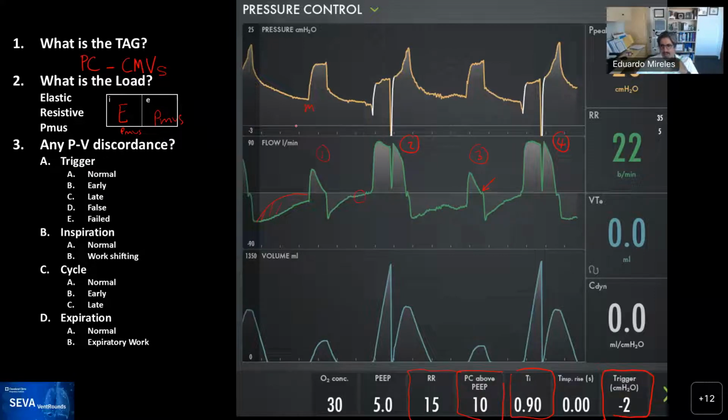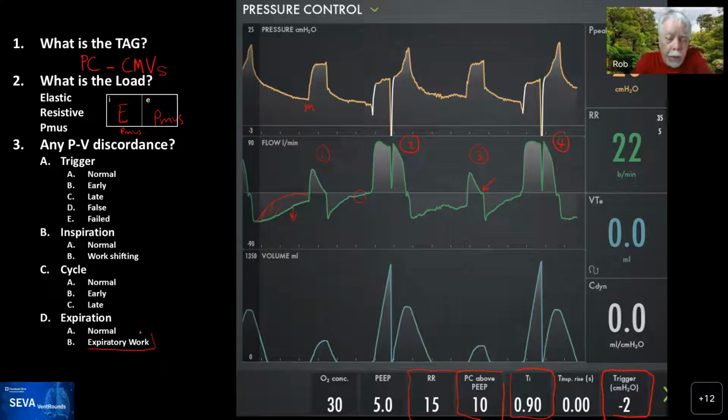Rob, any comments there? Yeah, it's not only effort, but it's effort in the expiratory direction, right? Because it's away from the zero line on exhalation. So that means the patient is trying to forcefully exhale, as opposed to being away from the zero line on inspiration. That's the patient trying to forcefully inhale. So direction makes a difference. Absolutely.